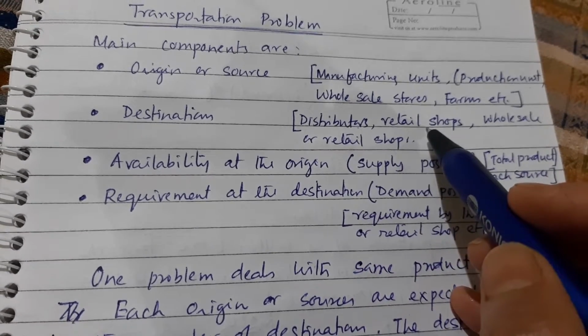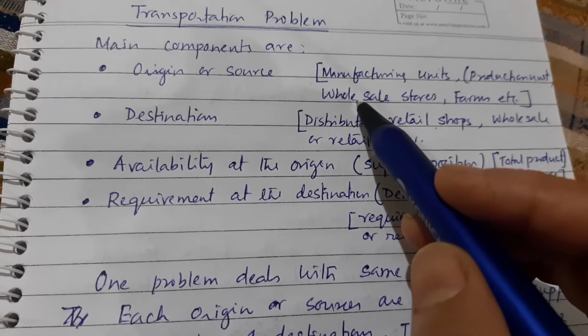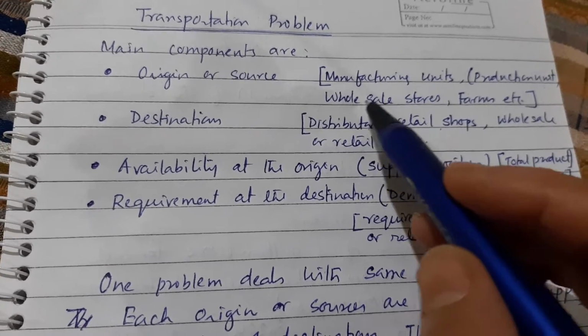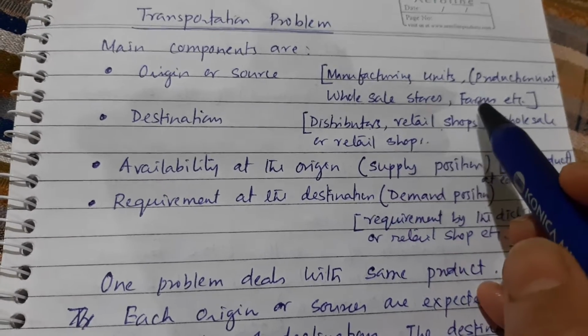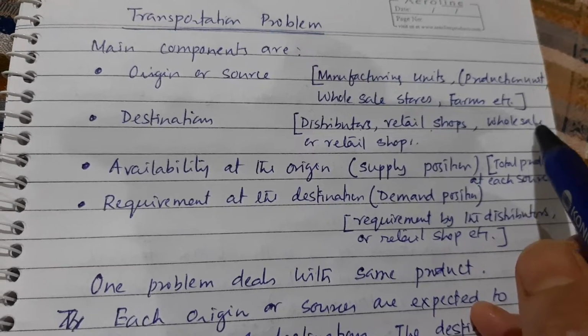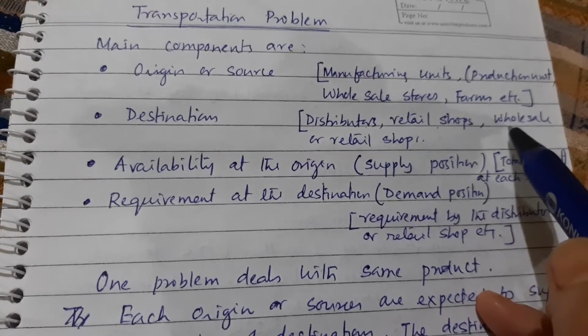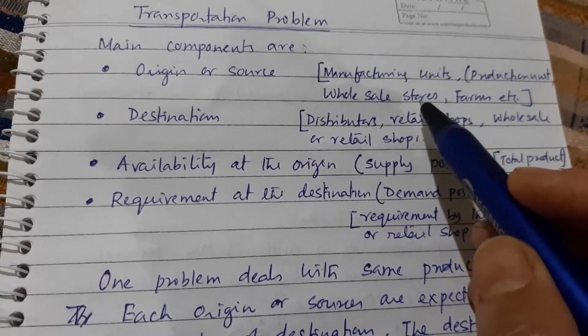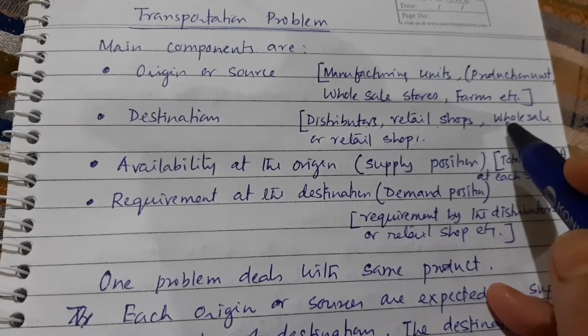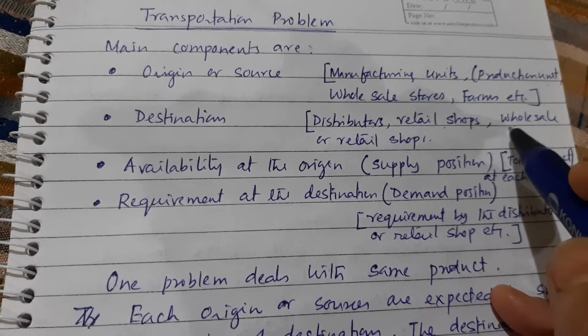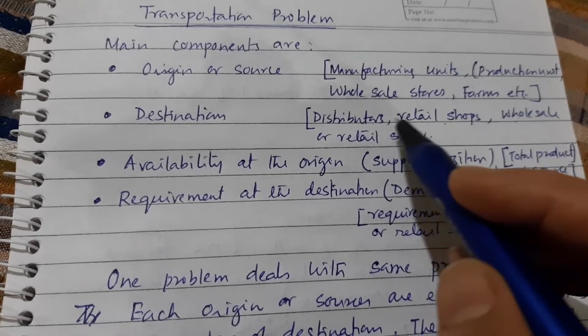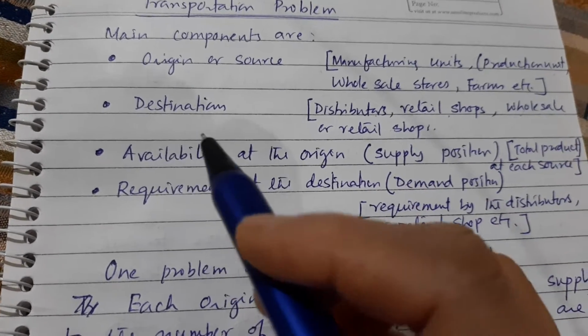Similarly, retail shops will be getting the things from wholesale shops. Then you can say wholesale or retail shops, because wholesale can get the goods from the godowns, and these can all be taken as destinations.